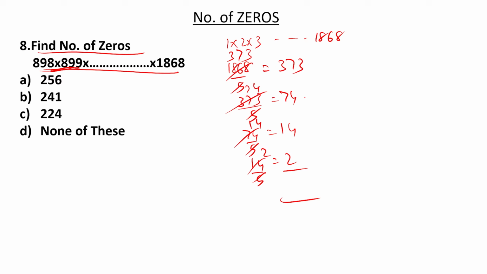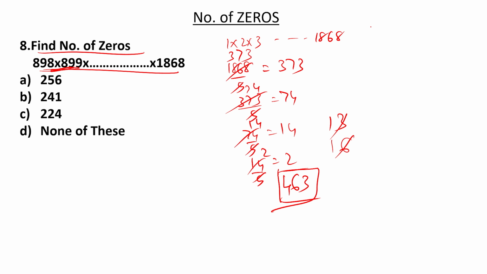Let me do it. 3 plus 4, 7 plus 4, 11 plus 2, 13, 3, 7 plus 7, 14, 14 plus 1, 15, 15 plus 1, 16, 6. And the remaining value is 3 plus 1, 4. 463 is the value we got.